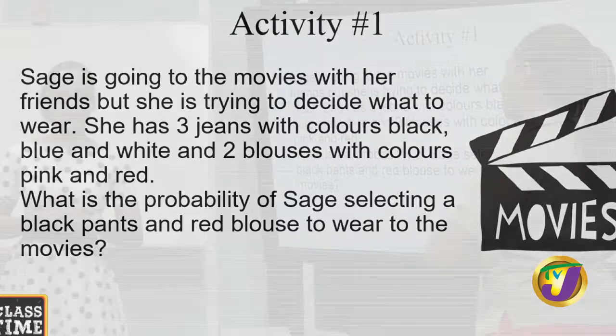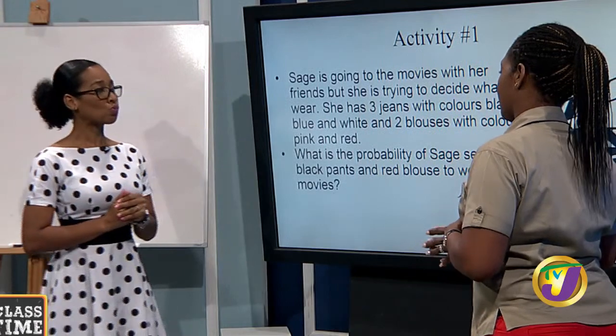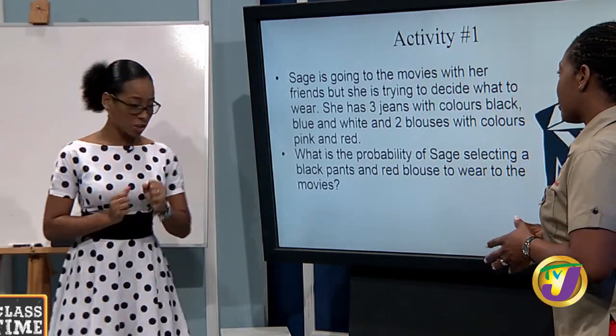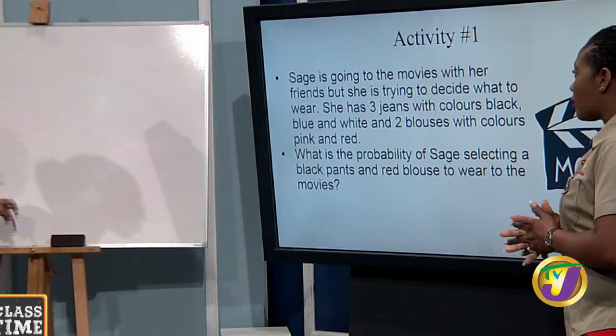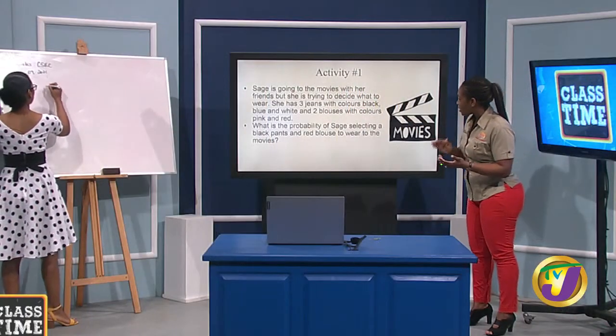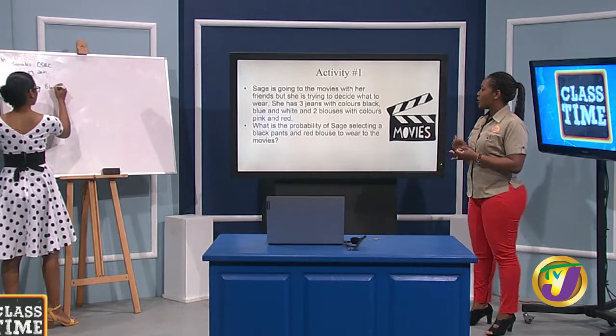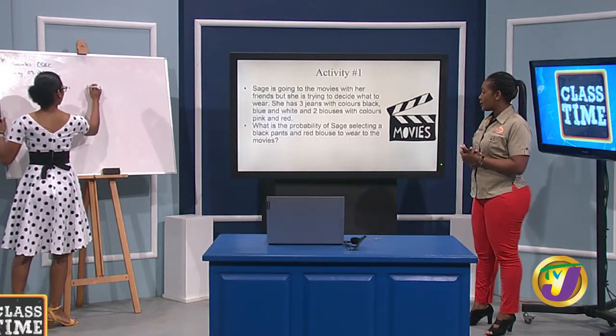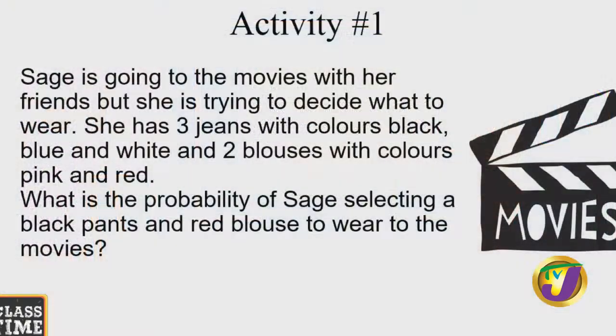Let's think about this now. Sage is going to the movies. She has 3 pants, so let's put those colors. She has black pants, blue pants, and white pants. She could have several, but those are her colors. These are her 3 pant colors, right?